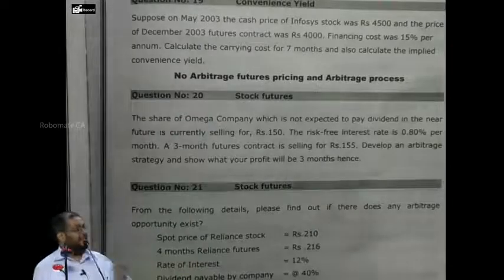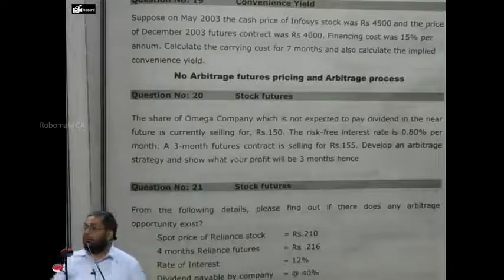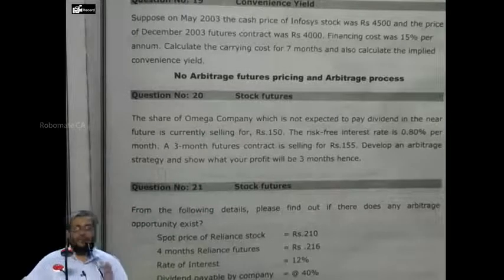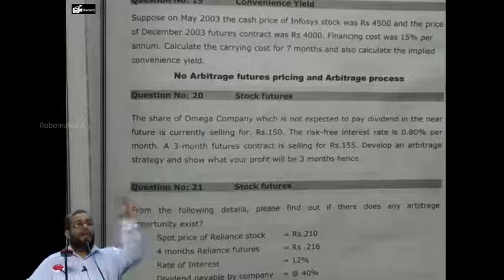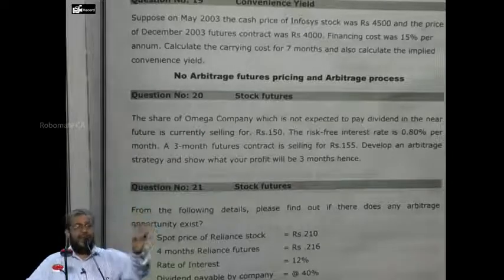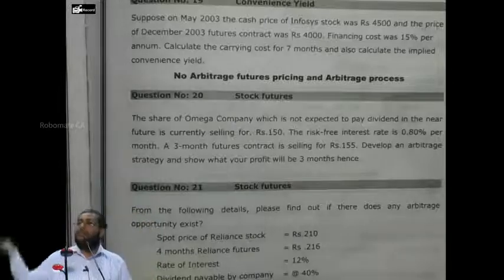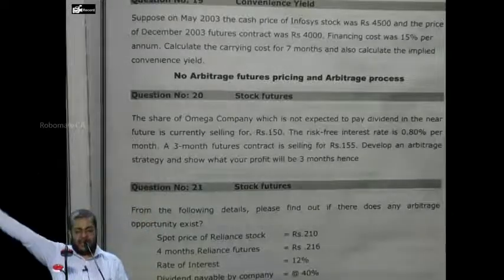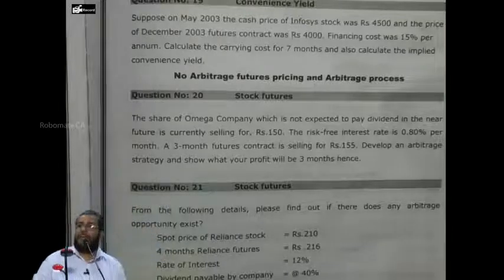Today's class, what we discuss is fair future price. Tell me, what is fair future price? Spot price plus cost to carry minus convenience yield. Suppose the cost to carry and convenience yield are given in percentages. Tell me what is the formula?